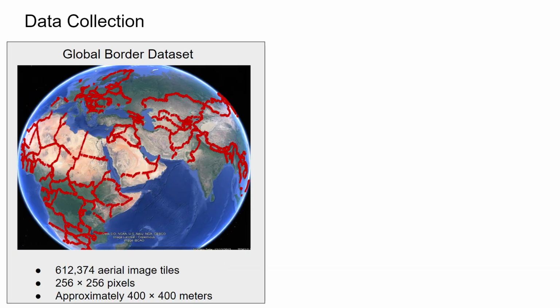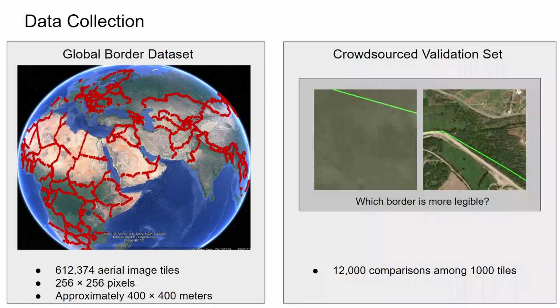We started by collecting a dataset of overhead image tiles at international borders. Using GIS data in the Bing Maps API, we collected over 600,000 tiles with dense coverage of all of the international land borders in the world. For evaluation, we collected a small validation dataset of relative legibility judgments. We asked workers on Amazon Mechanical Turk to tell us which of two tiles had the more legible border. Our validation set contains 12,000 comparisons among 1,000 randomly chosen tiles.